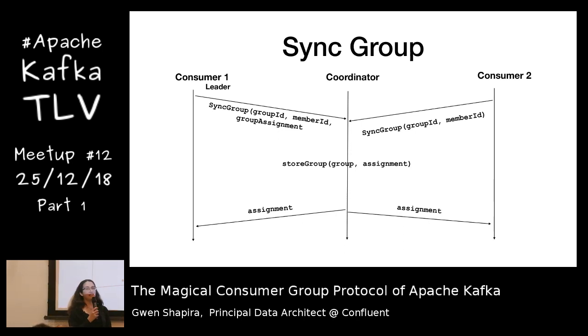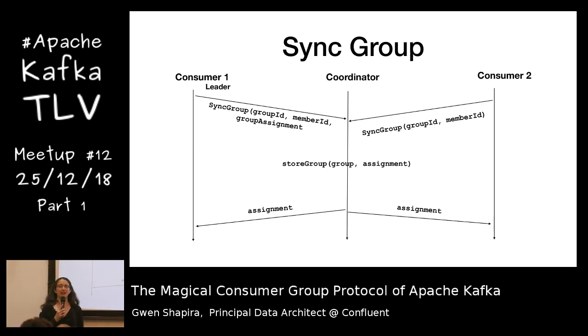Everyone else who is not the leader just says, this is my member ID, which I got in the last round. The coordinator stores the assignment. It is stored in the big consumer offset topic, and it sends back to each member only his own assignment. So, consumer number 1, here are your partitions. Fairly straightforward. At that point, everyone knows what partitions they are assigned to. We can start reading data.